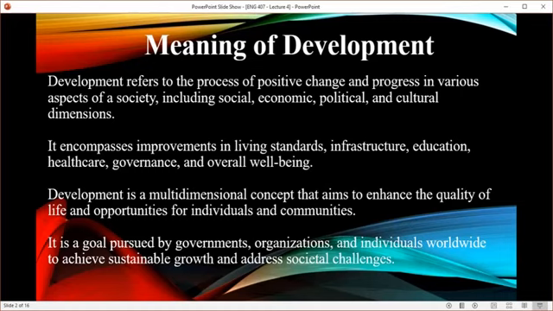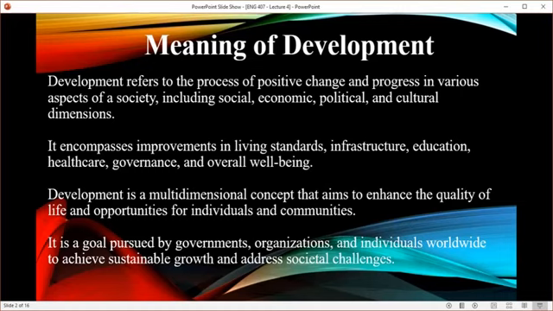So when we talk about development, we talk about improvements in living standards, infrastructure, education, healthcare, governance, and overall well-being of individuals in a particular community. So development will not be considered to have taken place if there is no improvement in the standard of living of a set of people in a particular community. So this development must cut across infrastructure, education, healthcare, governance, and the overall well-being of the people. When we talk about development, it is a multi-dimensional concept because it has to enhance the quality of life and opportunities of individuals and the communities in which they live.